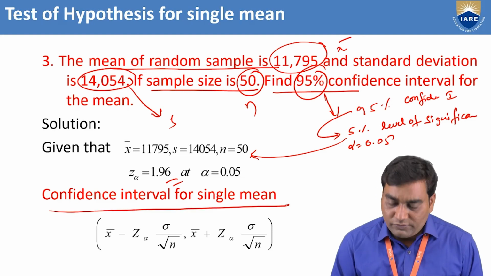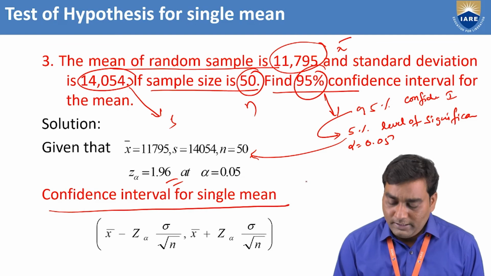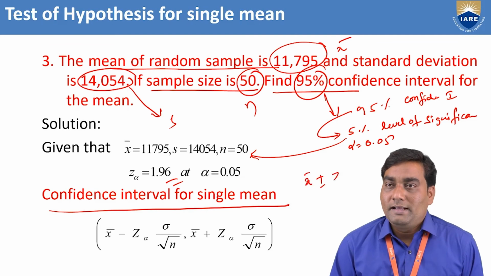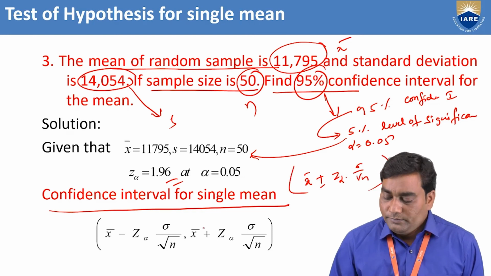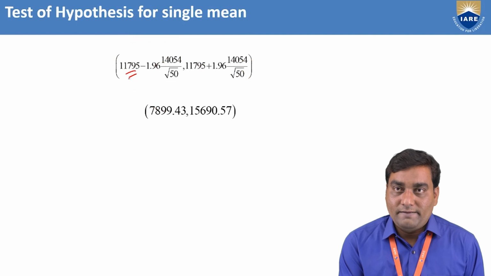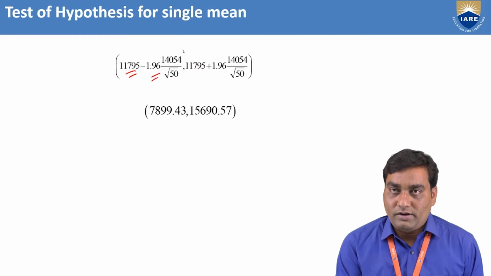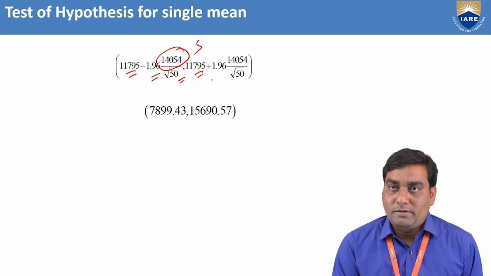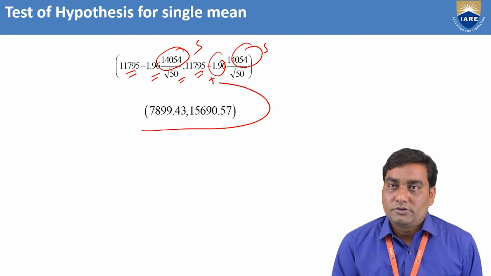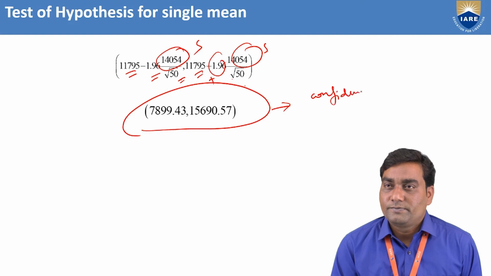Directly we have a formula for the confidence interval for the single mean: x bar plus or minus Z alpha into sigma by root n. So x bar 11,795 minus Z alpha, sigma not given, s is given, by root 50. And x bar plus 1.96 times s by root 50. So this is the confidence interval for a single mean.